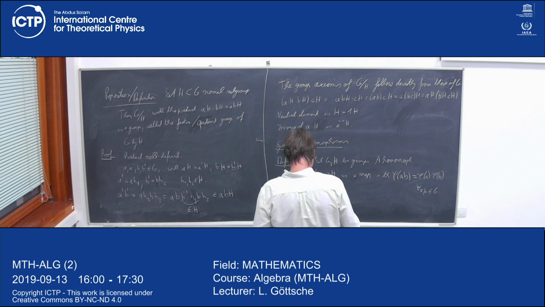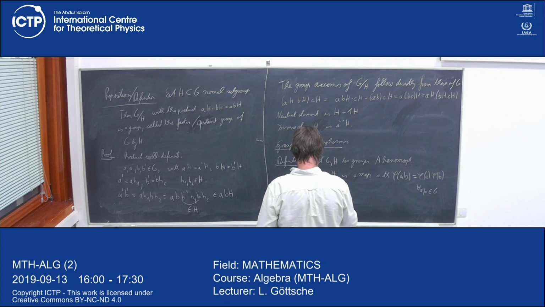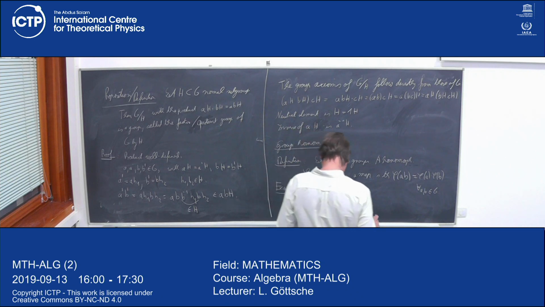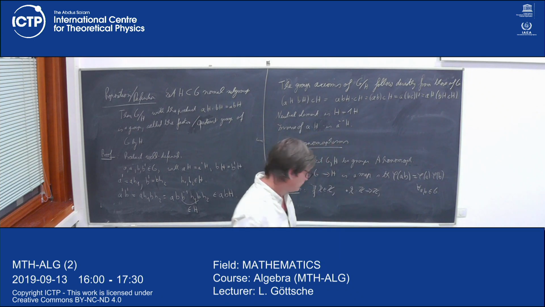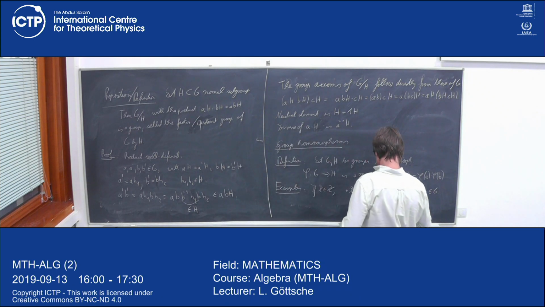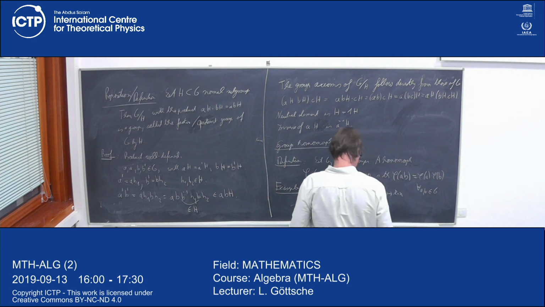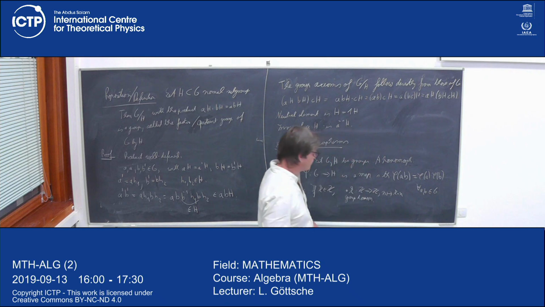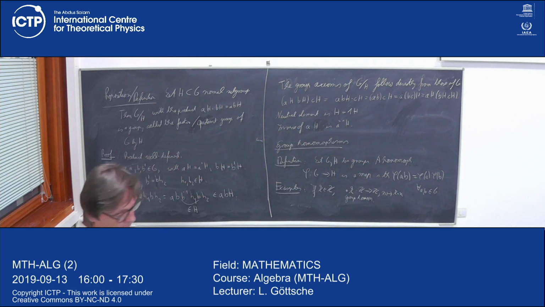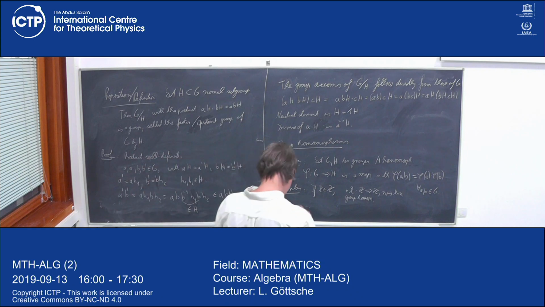But for a moment, let's look at some simple examples. For instance, if k is an integer, then we have the multiplication by k from Z to Z. So this is always Z with the addition, which sends n to k times n. This is a group homomorphism, because obviously k times (n plus m) is equal to k times n plus k times m.